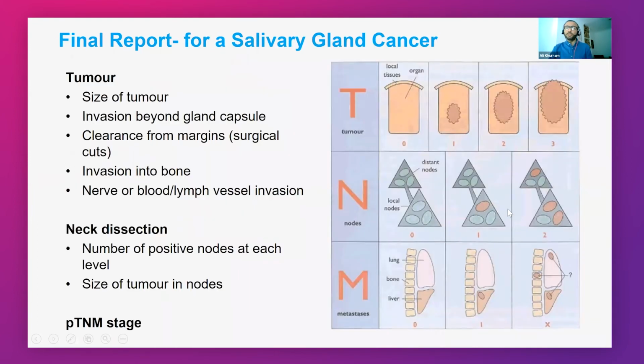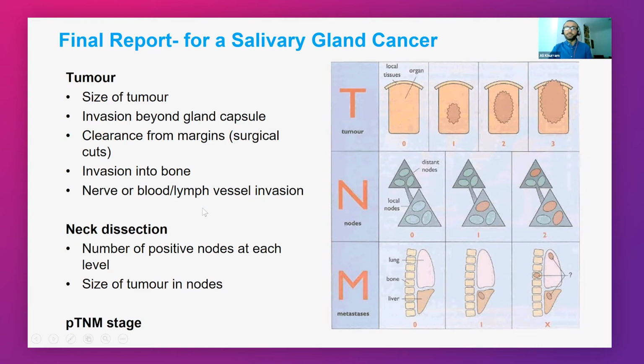Based on all of that information, we then give a final report, which will include things like the size of the tumor, how far beyond the capsule the cancer has gone, and how close it is to the margins. That means where the surgeon tried to remove it and made the surgical cut. Is it far away from it? Is it close to it? Or is it actually at those cuts? Where the tumor has gone into bone. And of course, once the cancer gets into your nerves and blood vessels or lymphatic vessels, that means it can spread to other parts of your body as well.